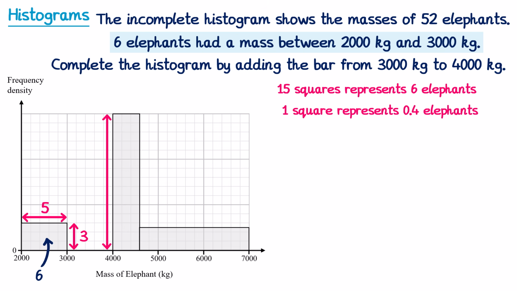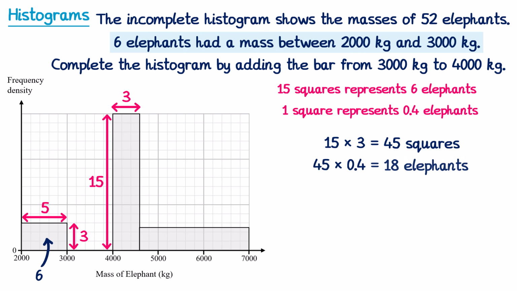This next bar here has a height of 15 squares and a width of 3 squares. And if you multiply 15 and 3 together, you get 45. So the area of the bar is 45 squares, but we know that each of those squares represent 0.4 elephants. So if we multiply 45 by 0.4, there must be 18 elephants in this bar. So this bar represents 18 elephants.